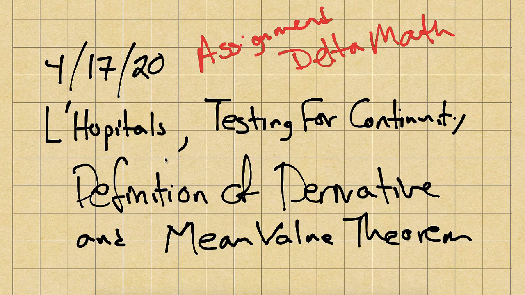We're going to start with L'Hopital's rule, then we're going to do testing for continuity, and then we're going to do the definition of derivative, and then we're going to finish off with the mean value theorem. All things that are normally on paper 3. That was the material that we hadn't covered before we left.